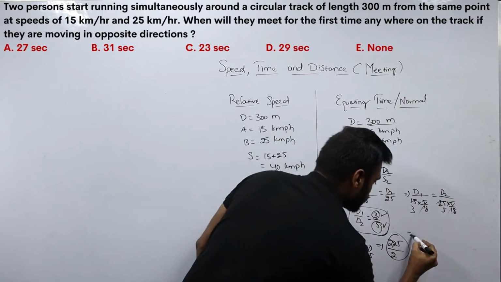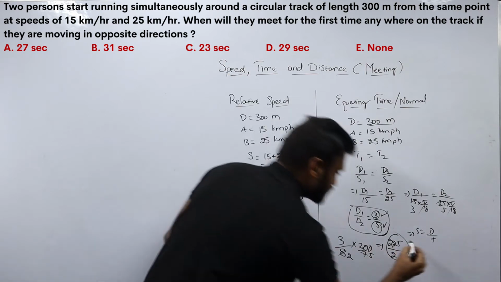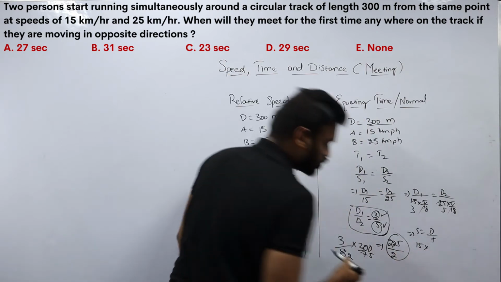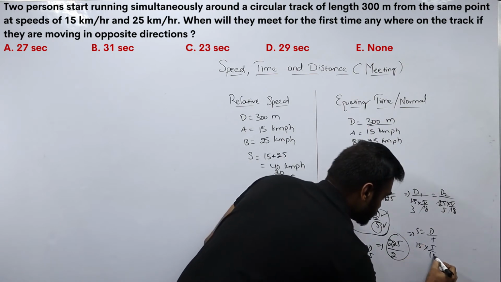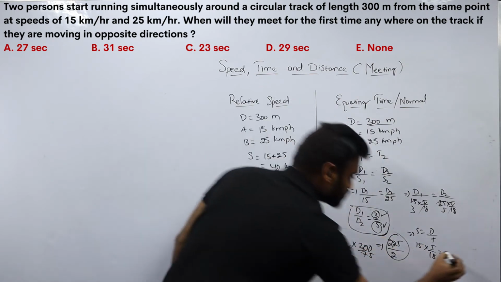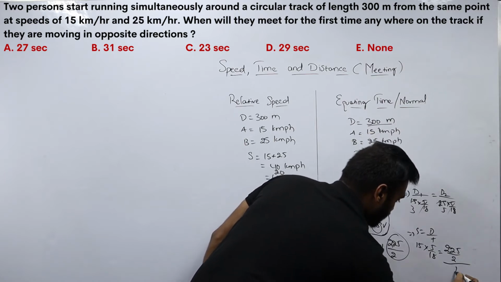We know speed equals distance by time. Now, what is the speed of the first person? That is 15 km per hour. We need to convert this speed into meters per second. So 15 into 5 by 18 equals, what is the distance? That is 225 by 2 by time.